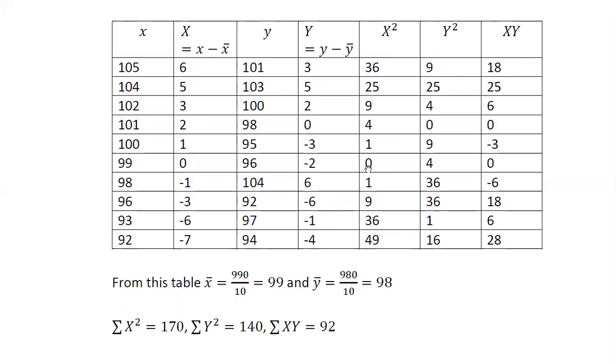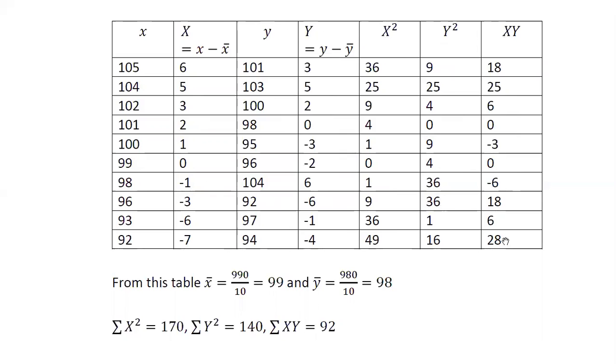So find the values of capital X square. Take all these values, square them, you get capital X square here. Take the values of capital Y, square them, you get the values of capital Y square, and capital X into capital Y, that is multiply the second column with the fourth column. So you get capital XY over here.